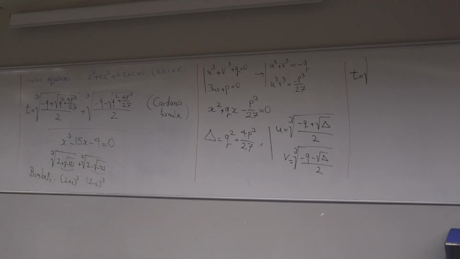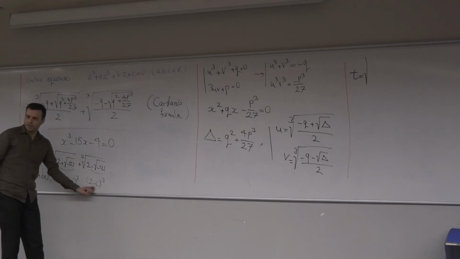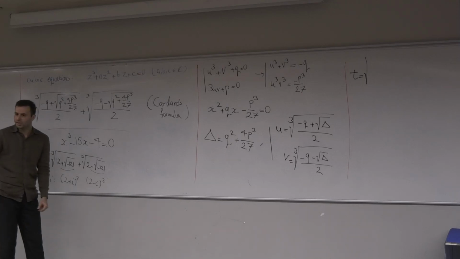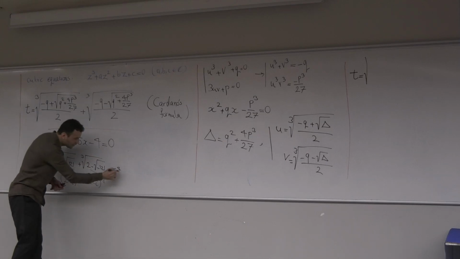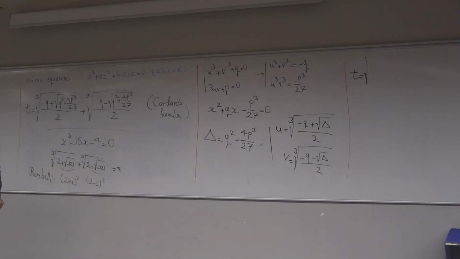Okay? If you take its third root, what is this going to be? 2 plus i plus 2 minus i. 2 plus i plus 2 minus i is 4. So it is actually the number 4. We have the number 4 here. Okay, so it is working.